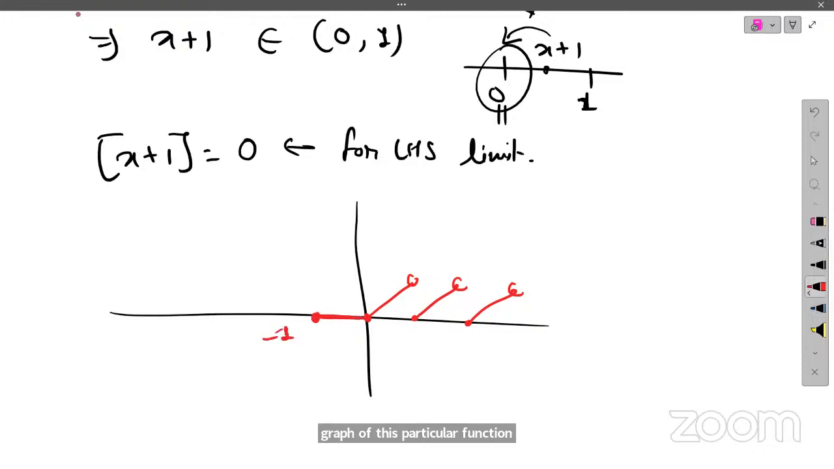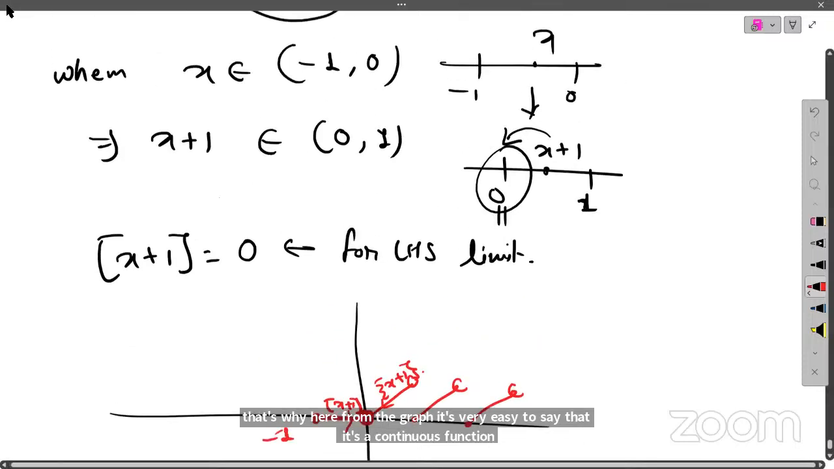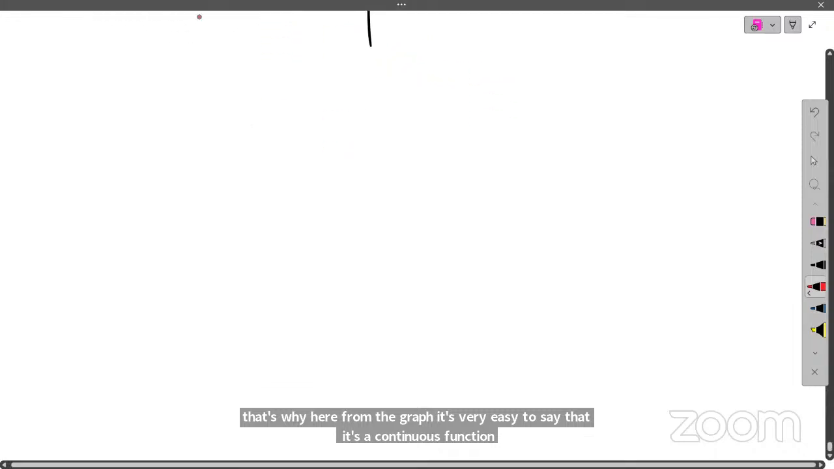So suppose this is -1. From -1 to 0, this is the value of the floor of x plus 1, and this is the value of the fractional part of x plus 1. So from the graph, it's very easy to say that it's a continuous function. Okay. Fine.